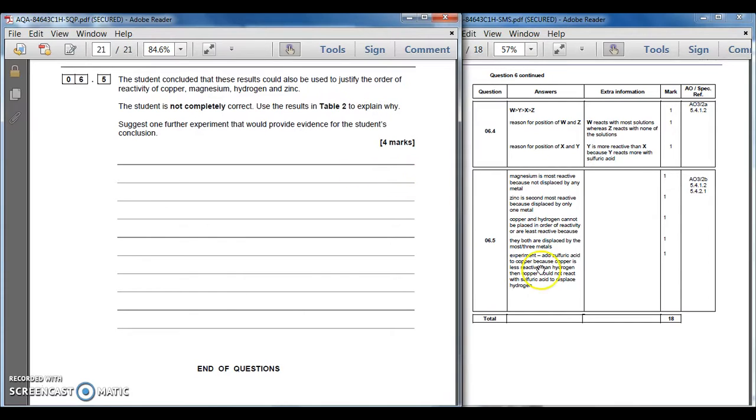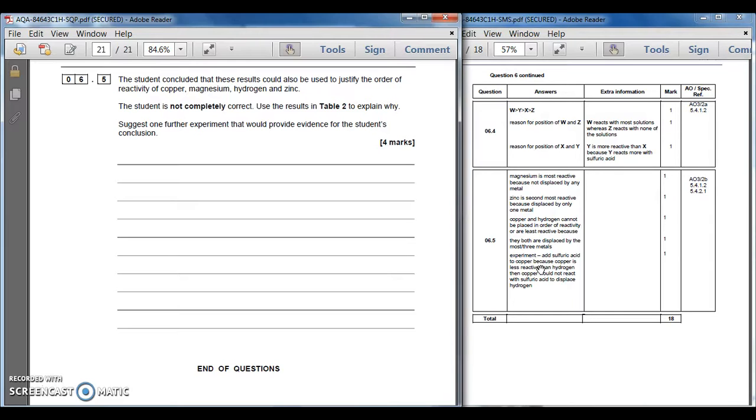And the final bit. Tough question, this one. It does say in bold, though, the student is not completely correct. It doesn't say that they're incorrect, it says not completely. So for most of this answer, we're backing up what the student said. This time we're not talking about W, X, and Z, we're talking about the metals. So when you look at the solutions this time instead of the letters, magnesium is the most reactive because it is not displaced by any other metal. It is not reacting with anything else.